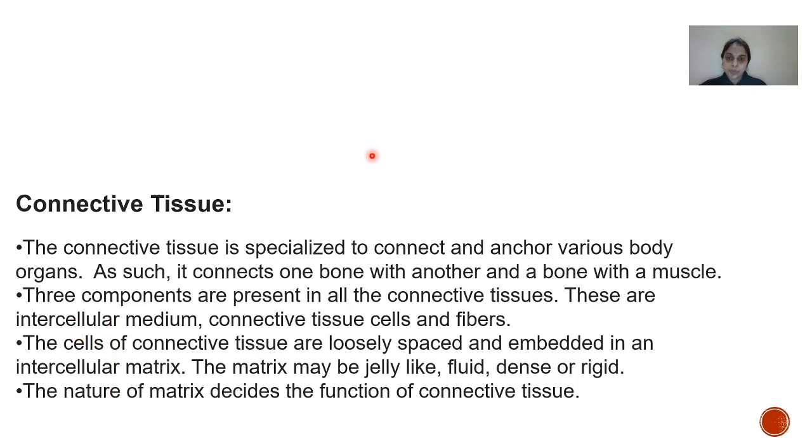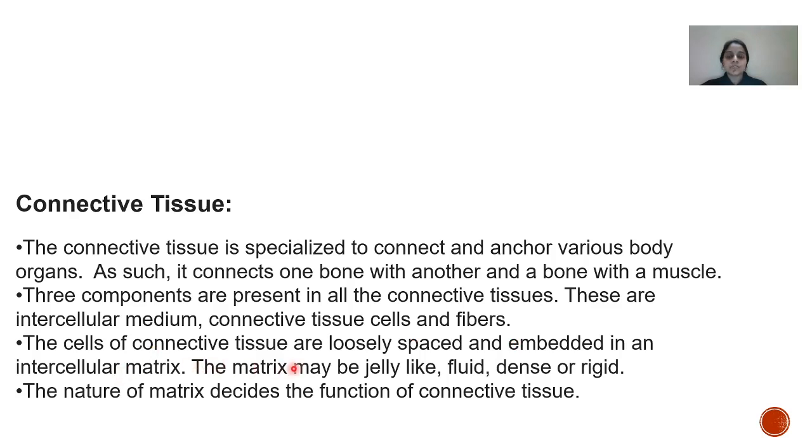Today, in this video, we'll be studying about connective tissue. Connective tissue is specialized to connect and anchor various body organs. As such, it connects one bone with another or a bone with a muscle. Three components are present in all the connective tissue. They are intercellular medium, connective tissue cells, and fibers.